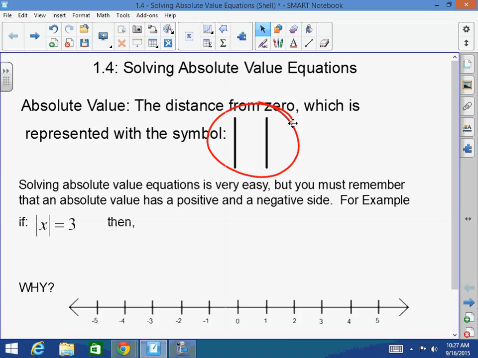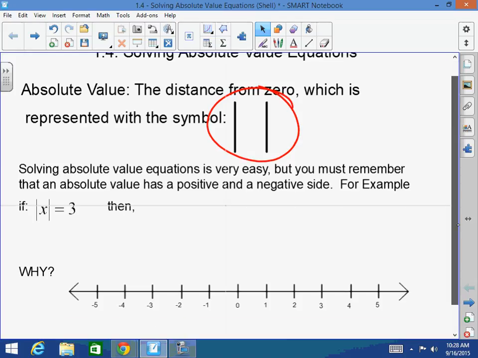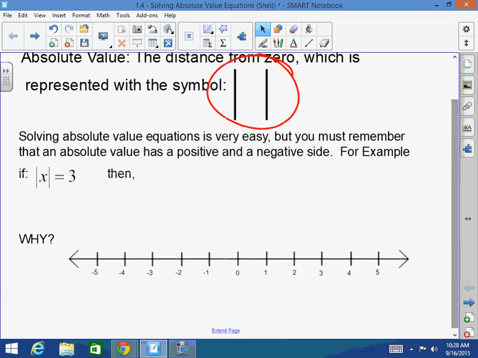But there are two sides to that coin. Solving absolute value equations is very easy, but you must remember that an absolute value has a positive and a negative side. For example, if I were to tell you that the absolute value of x, this variable x, equals 3, what are the possible values of that x? Yes, sir? Positive 3 and negative 3.